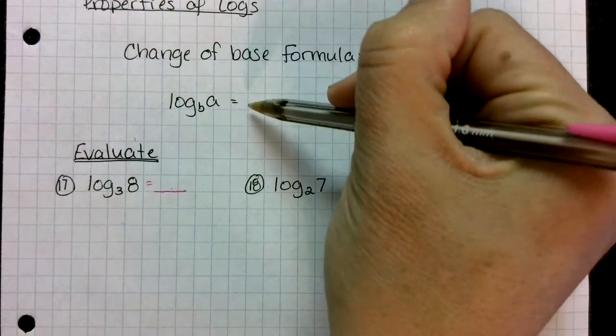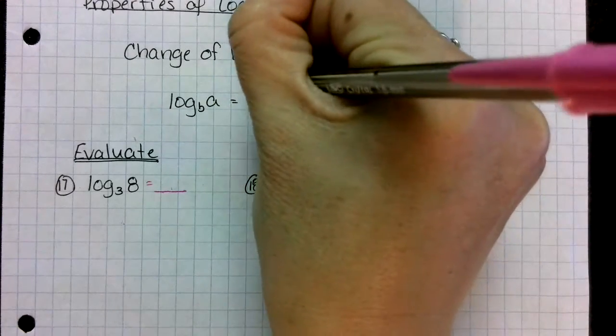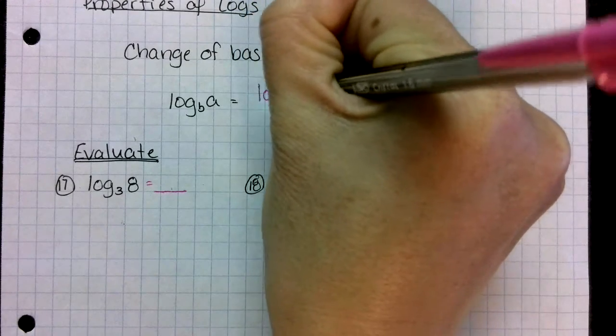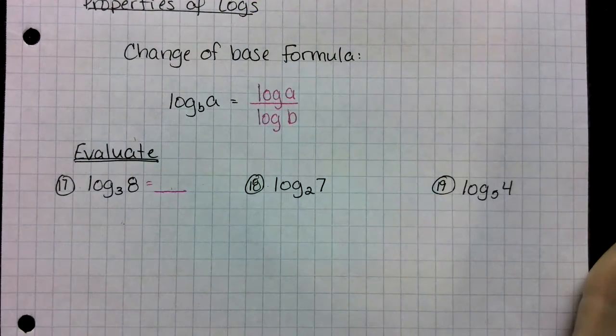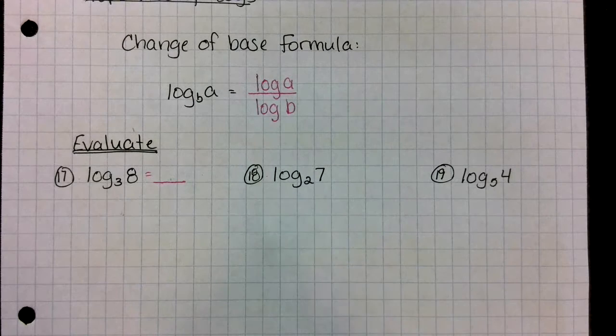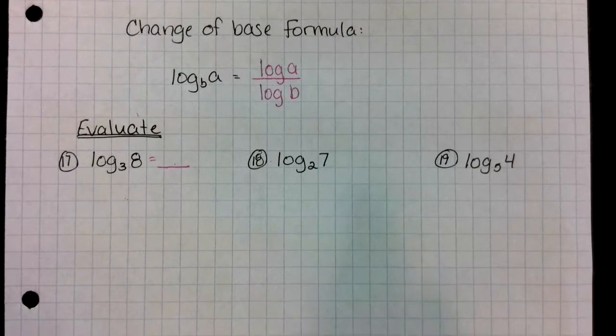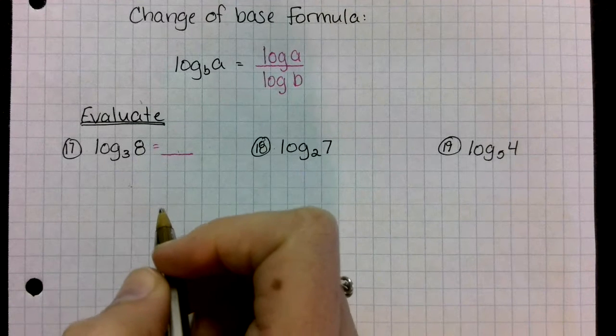So the general format, if you have log base b of a, you are allowed to rewrite this as log of a over log of b. Okay, and that's going to help us evaluate these problems that are a little bit trickier to evaluate otherwise. And I'll show you how it works. You could actually use this on some of those easier problems too. So if you had trouble with those, this is a good option for you as well.